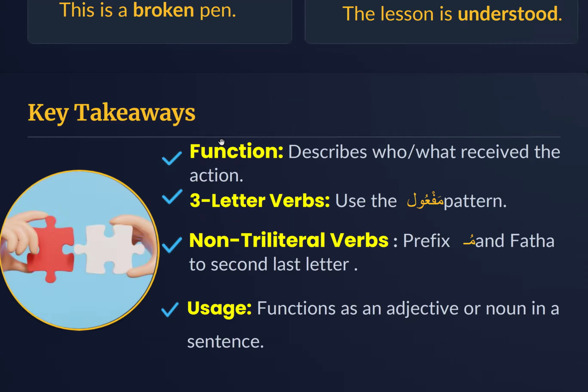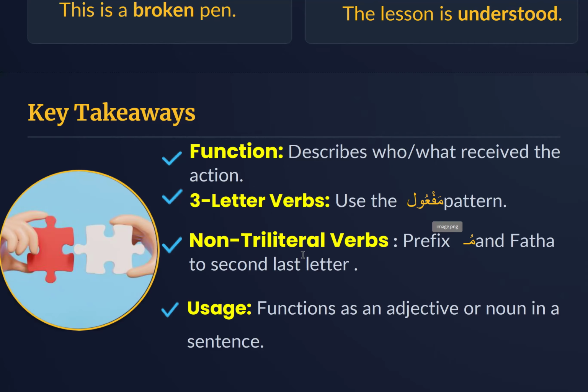Now the key takeaways from this lesson: we have function. What function does it have? It describes who or what received the action. Who or what received the action. So, on what the action was done. That's what this means. And for three-letter verbs, we have the format of maf'ūl.